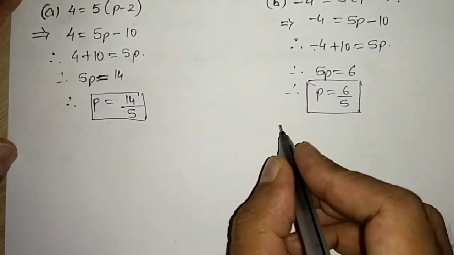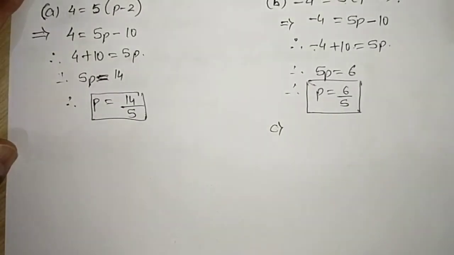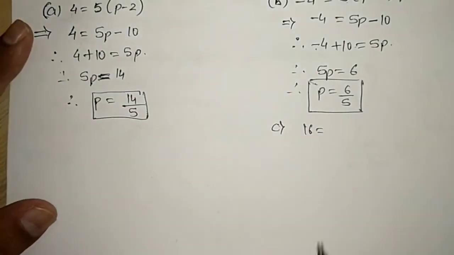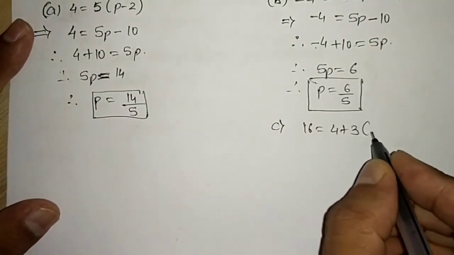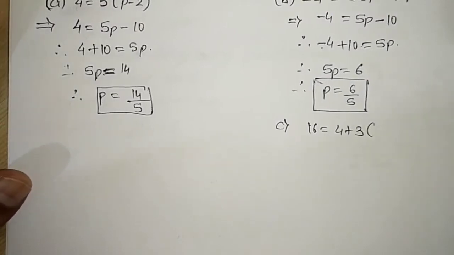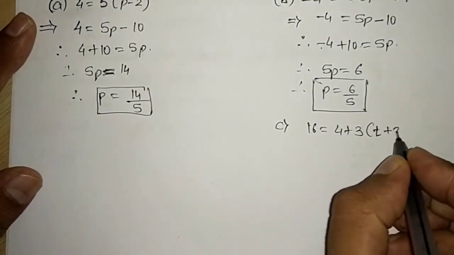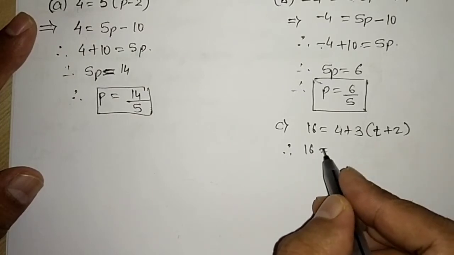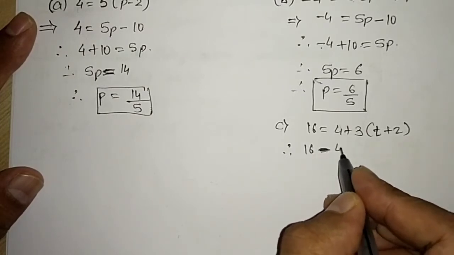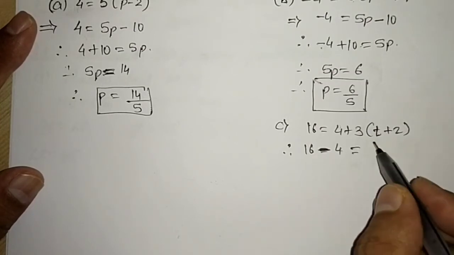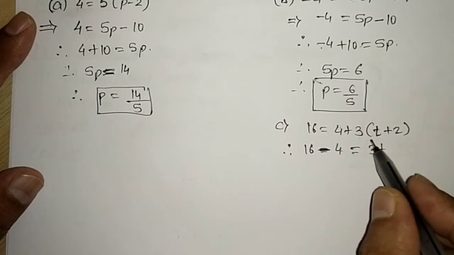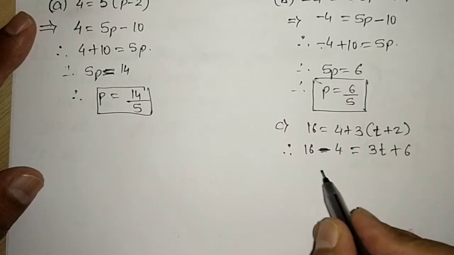Moving to third part, number C. C is having 16 is equal to 4 plus 3 into bracket t plus 2. Therefore 16, this 4 which is in plus, it will come this side and become minus, so we will get 16 minus 4, and this 3 we will open the bracket, so we will get 3 into t, 3t, plus 3 2s are 6.